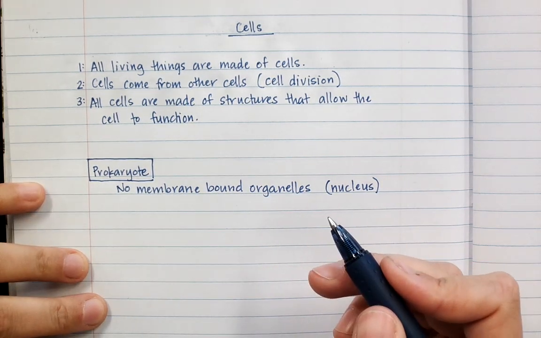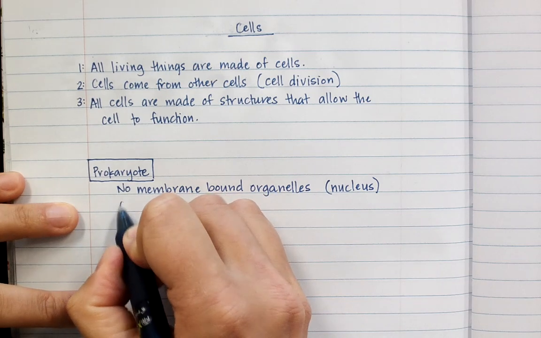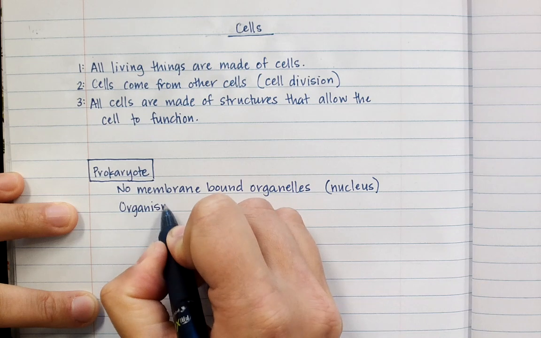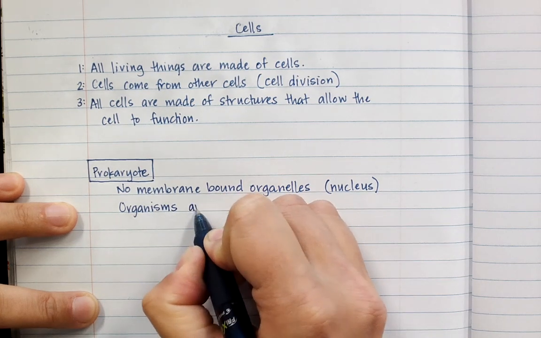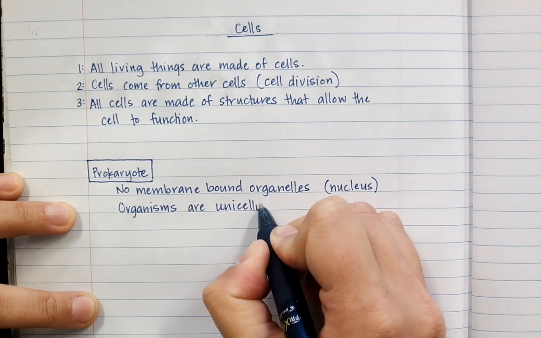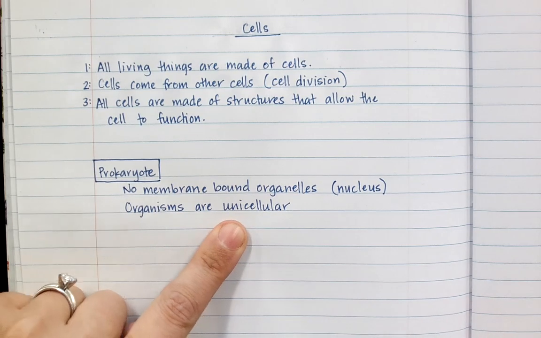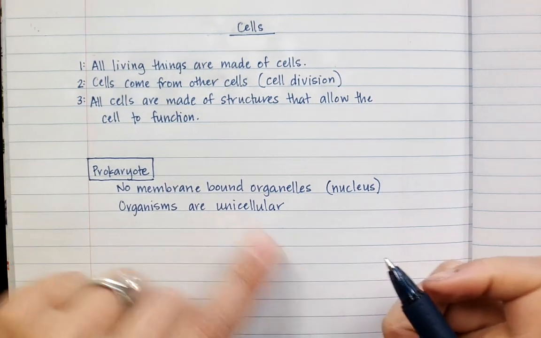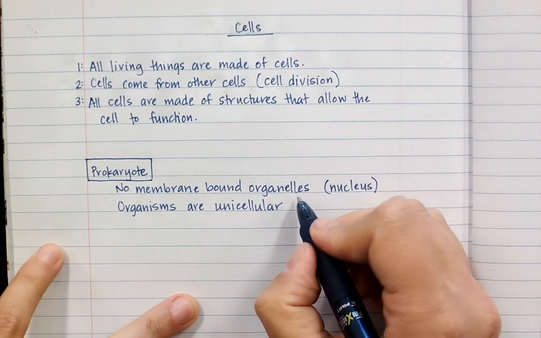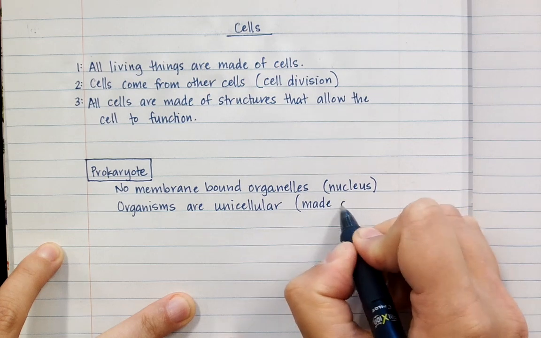These are organisms that are unicellular. Now, uni means one, so like a unicycle has one wheel. So unicellular means one cell. So we're just going to define that here. Made of one cell.